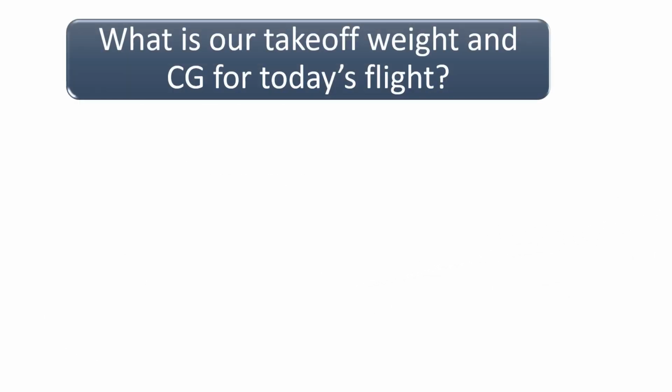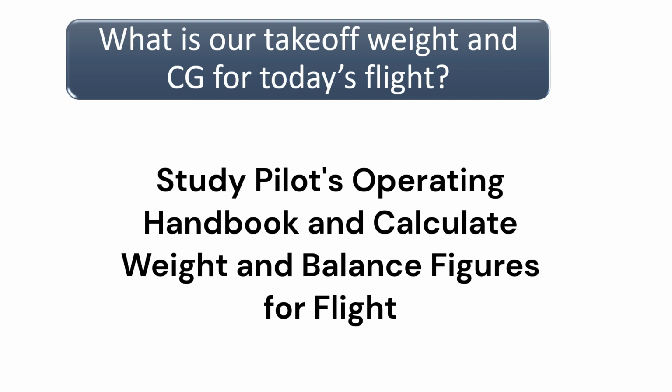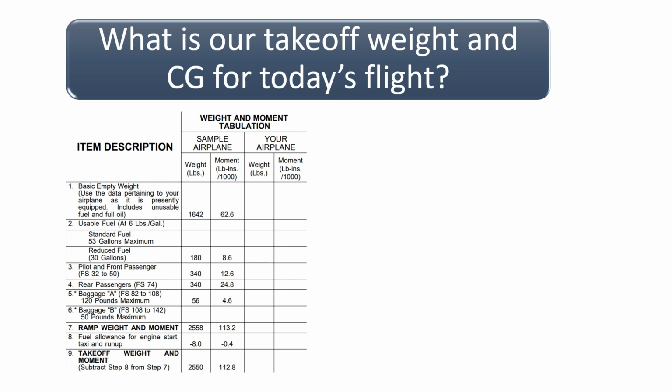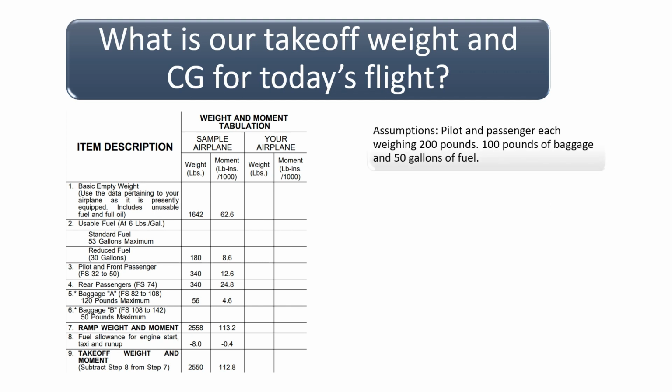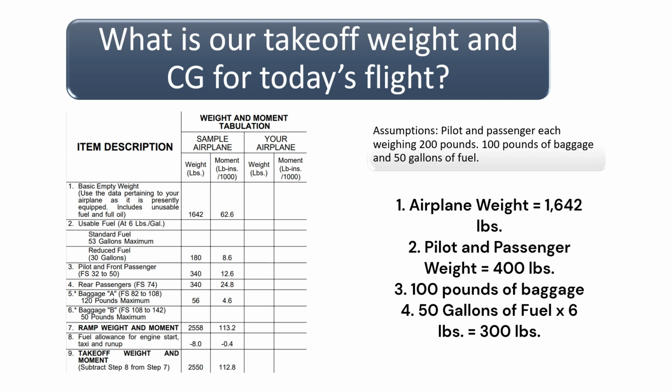What is our takeoff weight and center of gravity for today's flight? In preparation for the private pilot Checkride, we recommend pilots calculate the weight and balance data for the aircraft they are flying before the Checkride and understand how to calculate weight and balance figures. The weight and balance chart to the left is from the operating handbook for a Cessna 172 Skyhawk at a local flight school. Let's assume the empty weight of the airplane is 1,642 pounds, and we have one pilot and passenger each weighing 200 pounds for a total of 400 pounds. We also have 100 pounds of baggage and 50 gallons of fuel. Remember, 1 gallon of fuel equals 6 pounds.